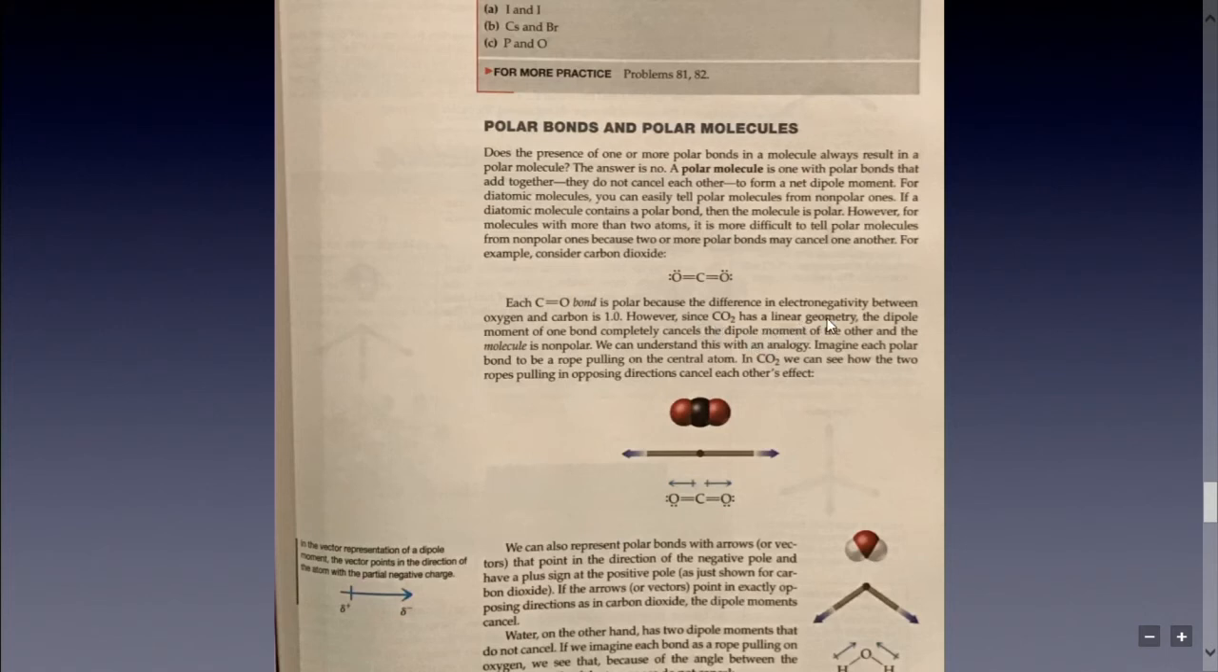Because it has a linear geometry, the dipole moment of one bond completely cancels the dipole moment of the other bond. Does that make sense? They can cancel each other out because they're in the same plane. And so this is essentially a nonpolar molecule.